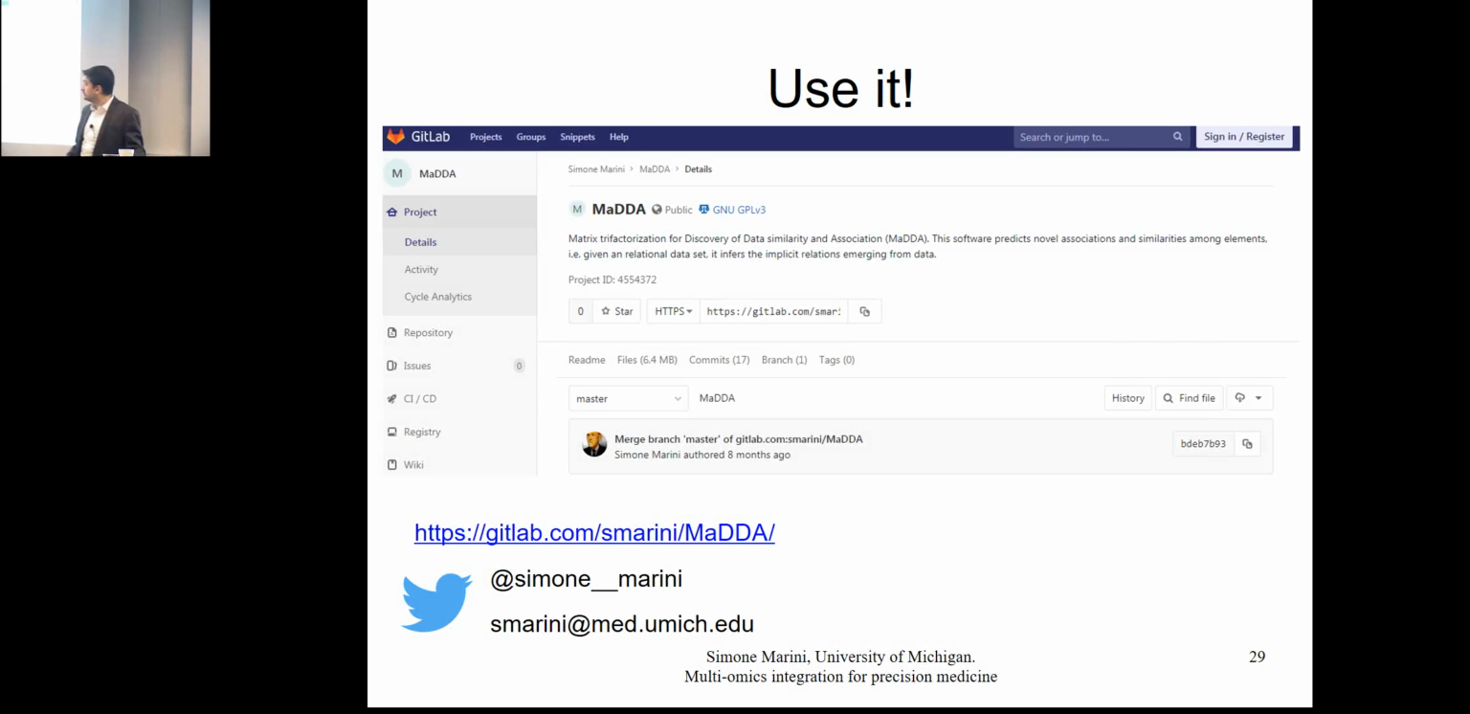Okay, here I conclude. So this algorithm is there. It's on GitLab. You can download it. You can use it. You have my contact here, so write me for any question. If you want to apply it to your data, I'll be happy to talk with you to tailor it to your needs.